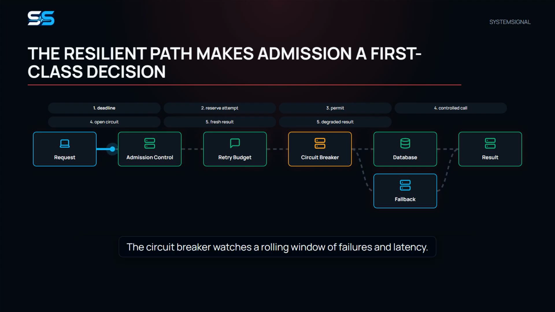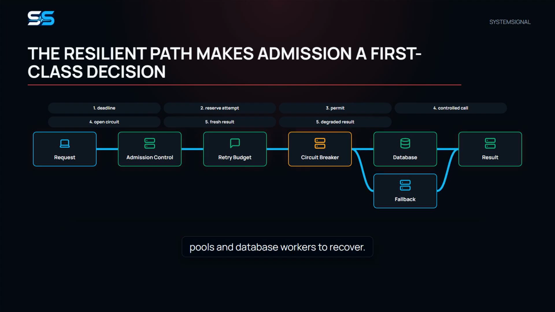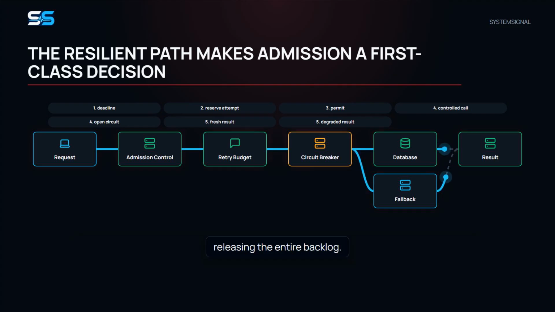The circuit breaker watches a rolling window of failures and latency. When the dependency is clearly unhealthy, it opens and rejects calls locally, allowing connection pools and database workers to recover. A limited number of probe requests enter the half-open state to test recovery without releasing the entire backlog.